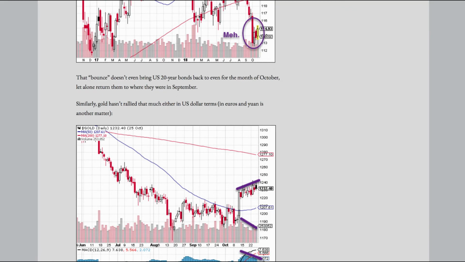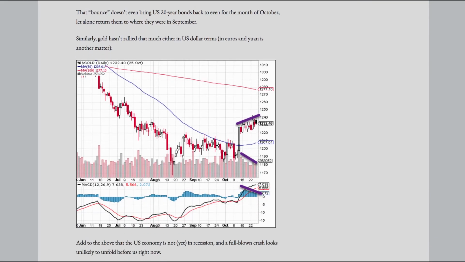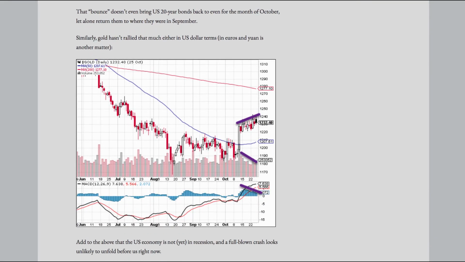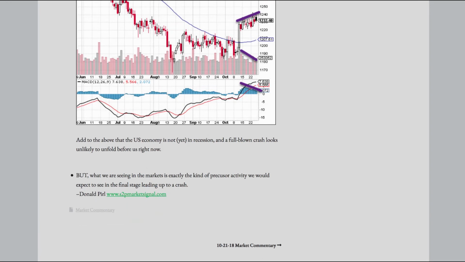The last bounce doesn't even bring U.S. 20-year bonds back to even for the month of October, let alone return them to where they were in September. Similarly, gold hasn't rallied that much either in U.S. dollar terms. In euros and yuan is another matter. Add to the above that the U.S. economy is not yet in recession, and a full-blown crash looks unlikely to unfold before us right now.